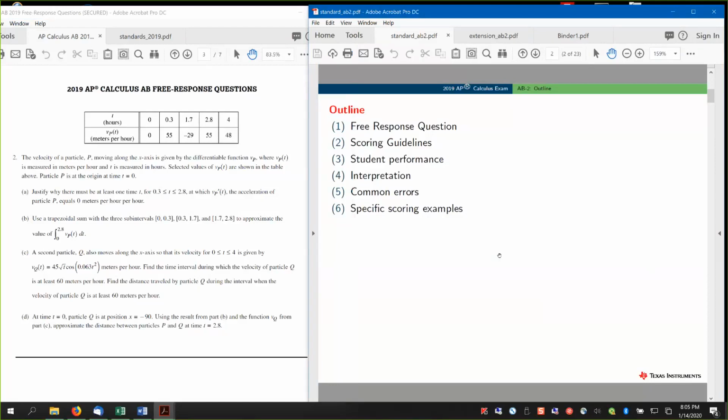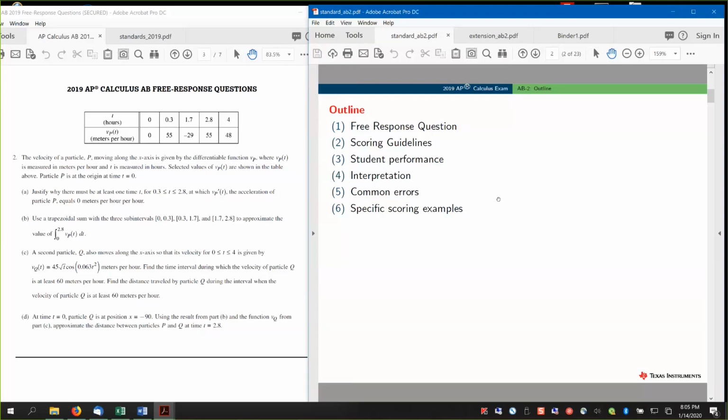So here's a quick outline of what I'd like to talk about tonight in relationship to the scoring of AB2. I'm going to start by taking a quick look at the question and then the scoring guidelines that were used at the AP Calculus reading in Kansas City. And I'm going to give a brief summary of student performance on this question. Obviously, this isn't something that you get at the reading, but Vickie and I have access to the question leader reports, and so I've summarized this into a student performance slide or two.